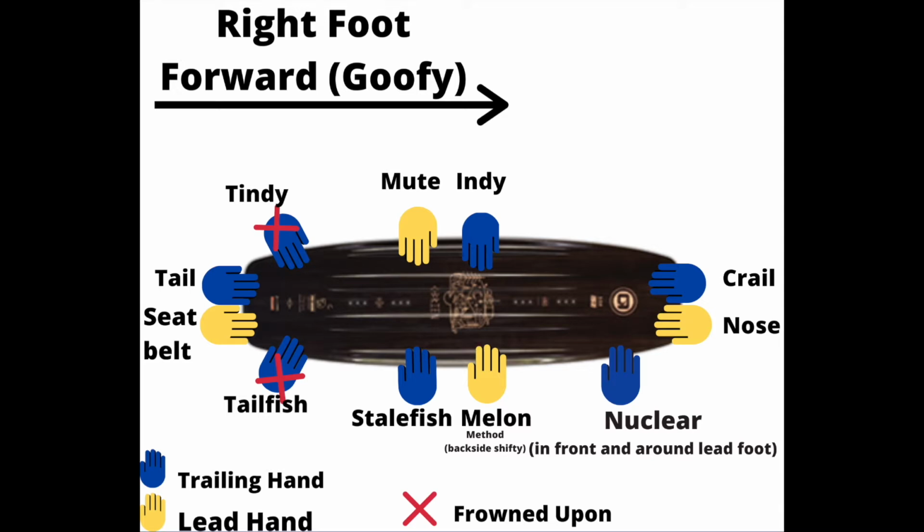Now when you're grabbing with your lead hand, if you grab the toe side edge of your board, it's called a mute grab. When you grab the nose of your board, it's called a nose grab. If you grab the heel side edge of your board, it's called a melon grab. And when you do a backside shifty with it, it's called a method. When you grab the tail of your board, it's called a seat belt.